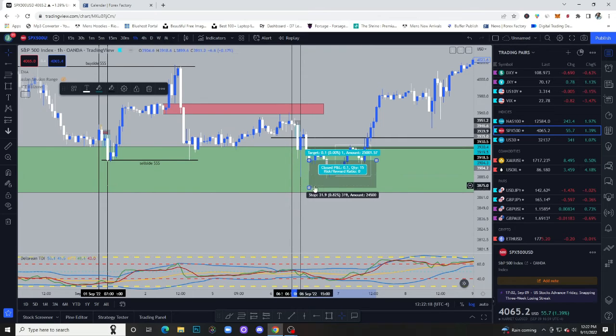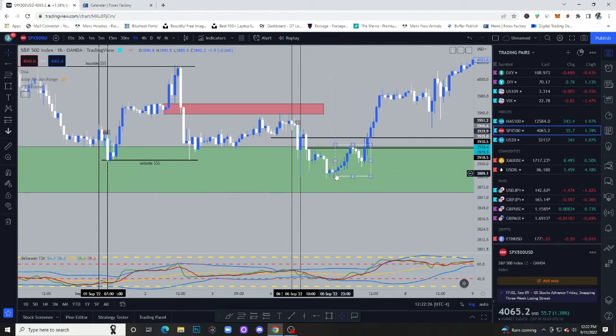But that's not the case here. It went 20 pips, you can see right there, 20 pips, and then it started working its way up. They formed this bullish pattern, all these bullish candles right here. So this is a dealing range.